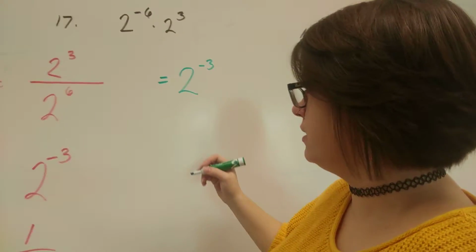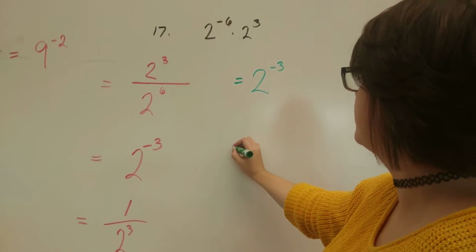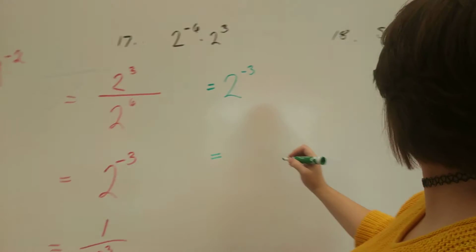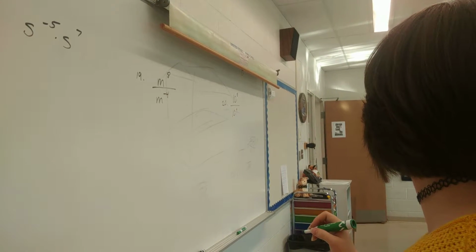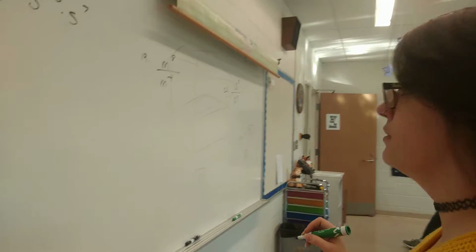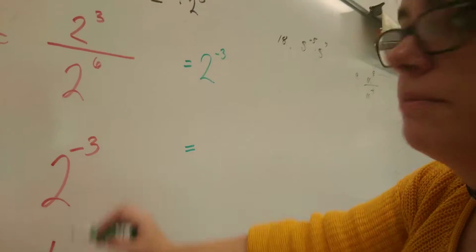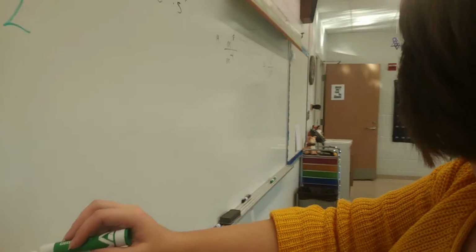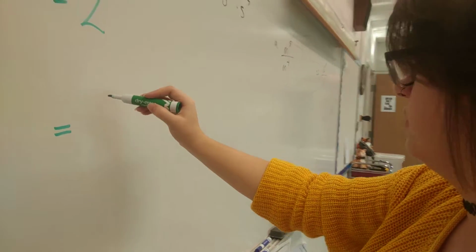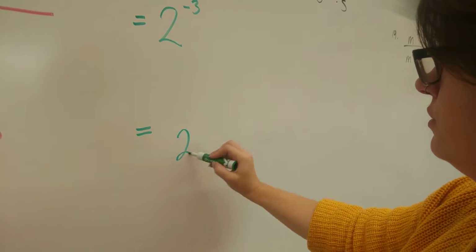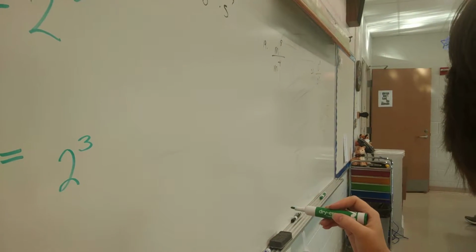Hey, little Mac, am I done? No. So what am I going to do? I want to make it happy. I want to get rid of the negative. Buddy, we just did this step right here. Yeah, so what does this simplify to? So it's 2 to the 3rd power. You're almost there.